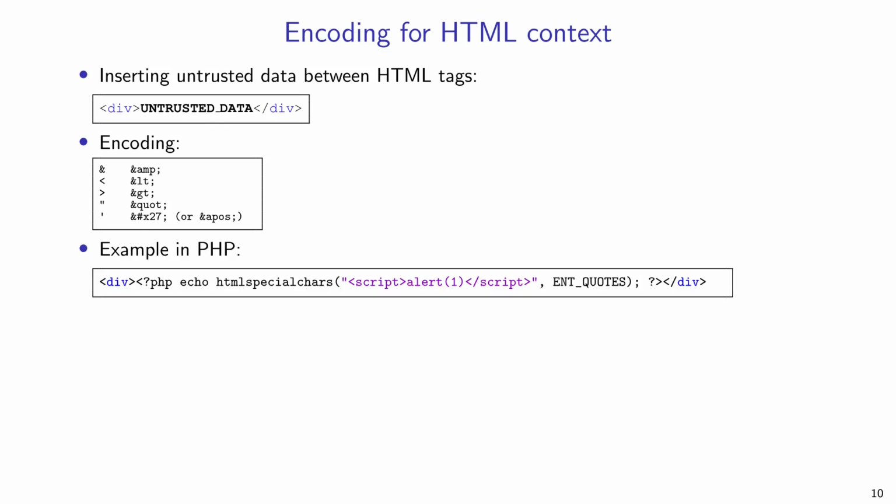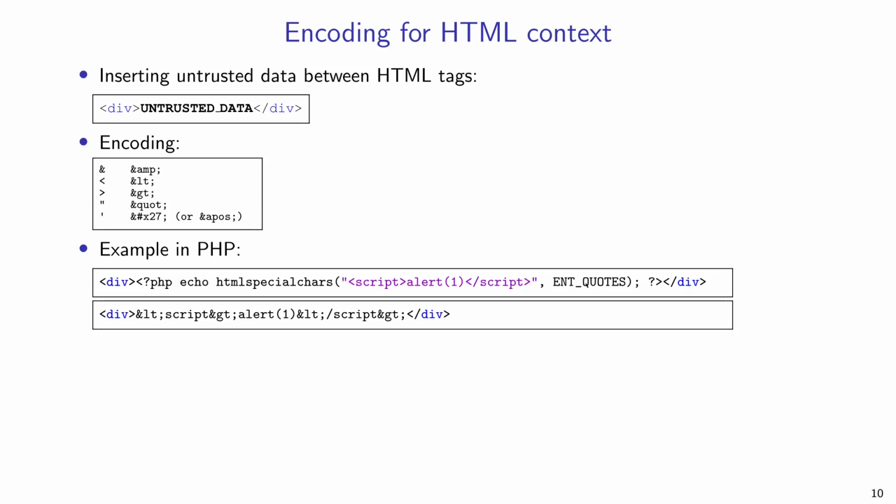Here's an example in PHP. In PHP, we can use the htmlspecialchars function with this parameter. Here you can see the output of this code. As you see, our attack payload here has been properly encoded and made HTML safe. Also, in practice, we may want to define a shortcut function to perform this encoding in many different places over our codebase.